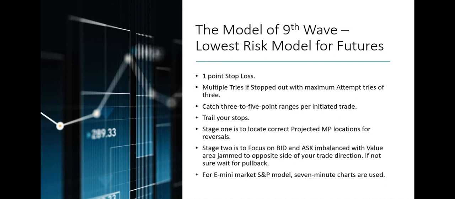Stage 1 is to locate correct projected market profile locations for reversals. Stage 2 is to focus on bid and ask imbalance with value area jammed to the opposite side of your trade direction. If not sure, wait for a pullback.